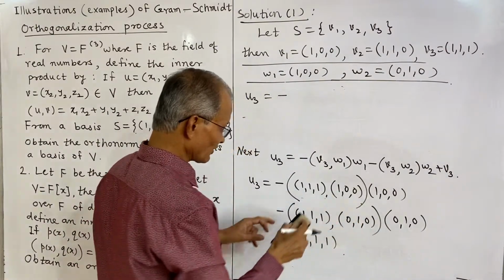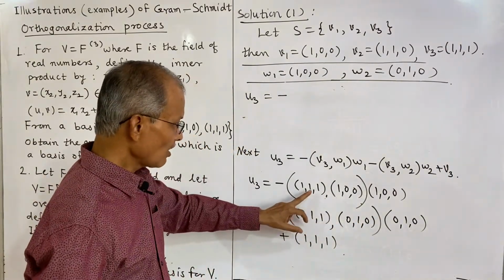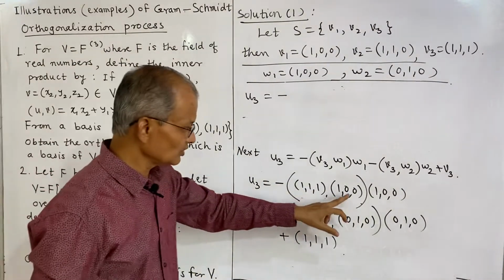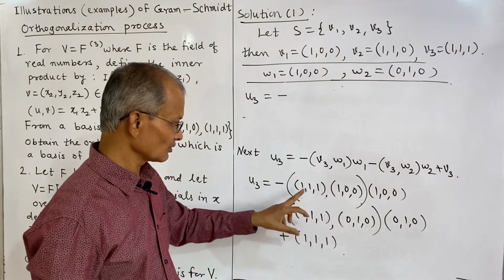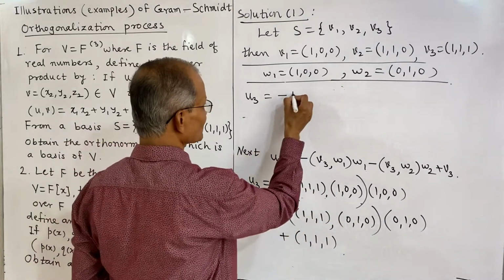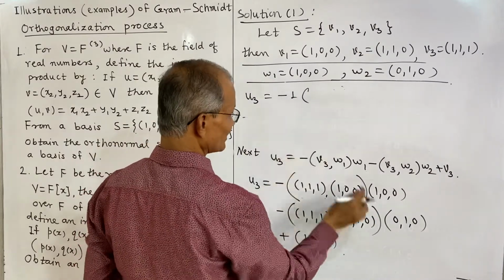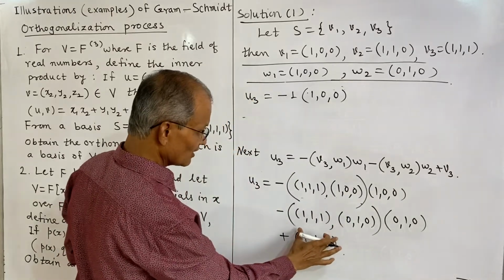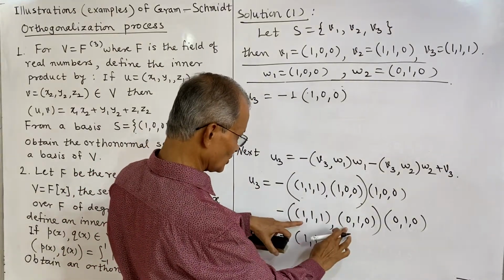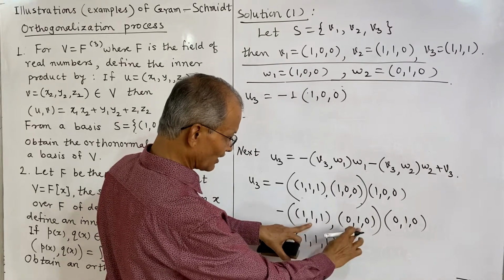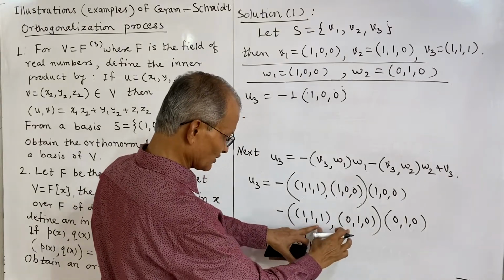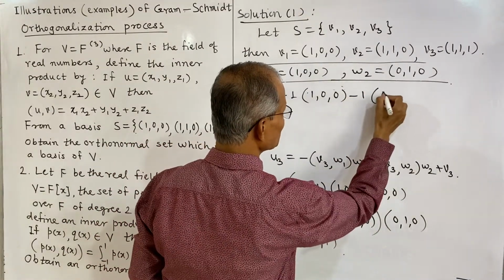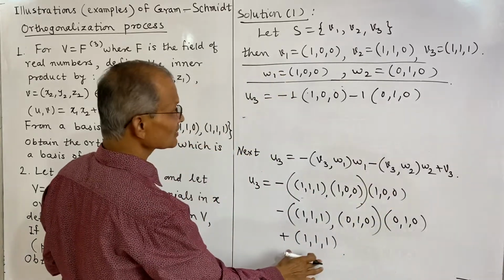Sum of the component-wise multiplication: 1 into 1 is 1, plus 1 into 0 is 0, and 1 into 0 is 0. So only 1 is there, and that is minus 1 multiplied by (1, 0, 0). And you see this is 1 into 0, that is 0, plus 1 into 1, that is 1, plus 1 into 0, that is 0. That means again it is 1, minus 1 multiplied by (0, 1, 0).